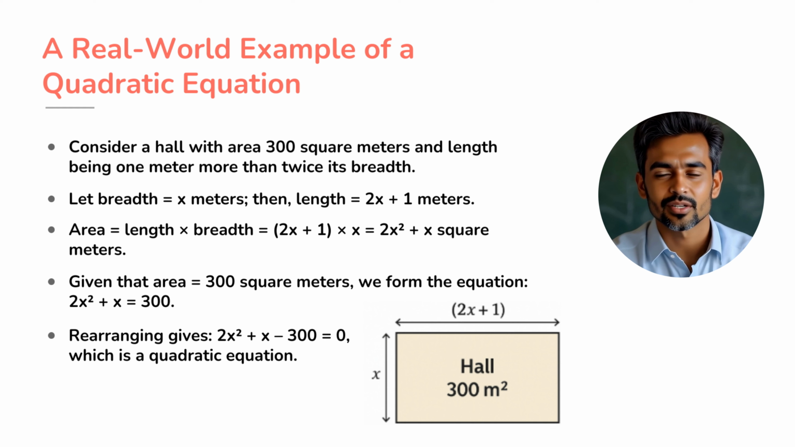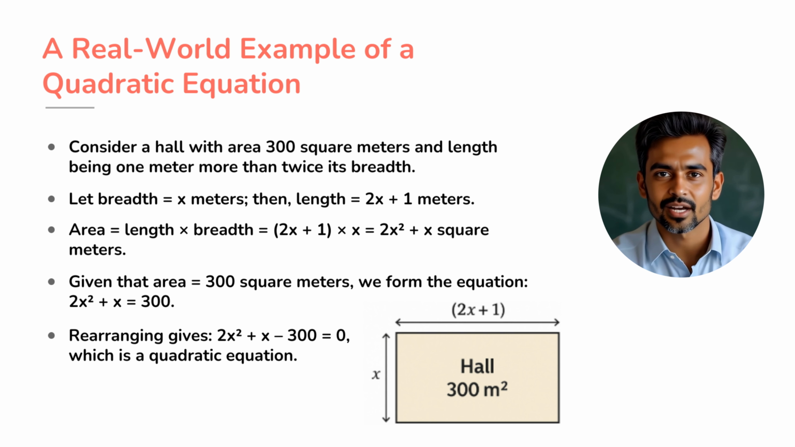Imagine a prayer hall in a school. The area of the hall is given as 300 square meters. Let's say the length of the hall is 1 meter more than twice its breadth. So, we assign the breadth as x meters. That means the length becomes 2x plus 1 meters. Now area is length into breadth, right? So we multiply x with 2x plus 1.